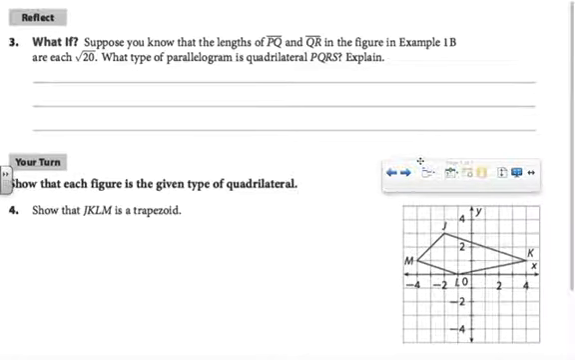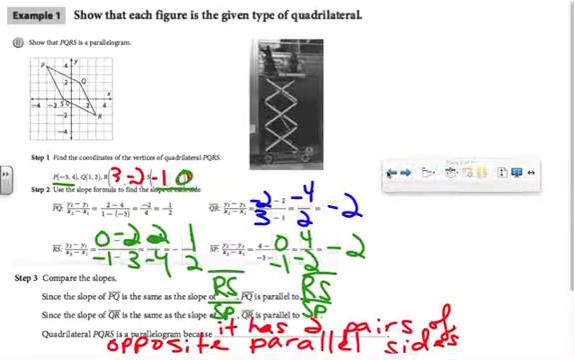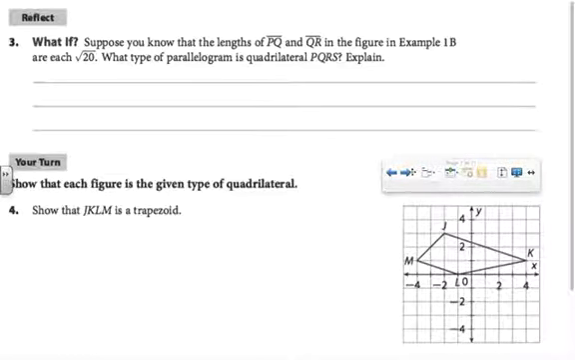It says, what if we knew that the lengths of PQ and QR were each the square root of 20? What type of parallelogram would that be? Well, let's look at where PQ and QR are in that figure. PQ and QR are consecutive sides of this parallelogram. So if I knew that the consecutive sides of this figure are congruent, then I could say that it is also a rhombus.